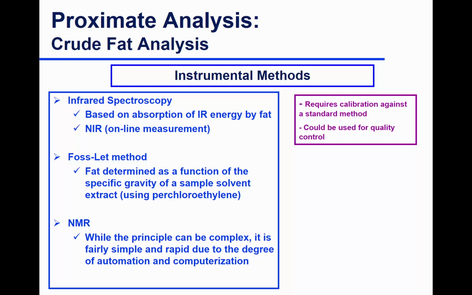All right, last bit is the instrumental methods. So, IR, definitely you can use it to measure absorption of radiation in the IR region by fat. It is an online measurement. You can use NIR and mid-IR. Mid-IR is mostly used for milk, specifically, NIR for anything else. Of course, remember, it requires calibration. If it's calibrated, you can trust the results.